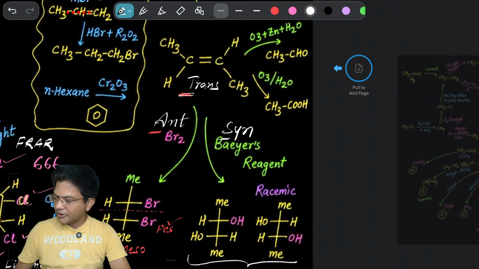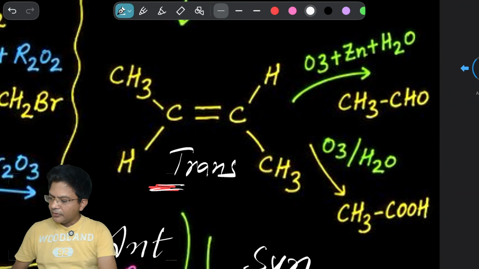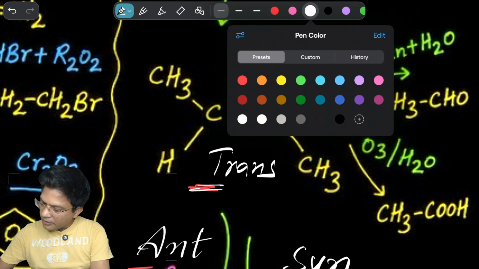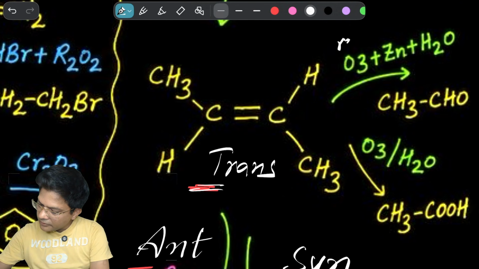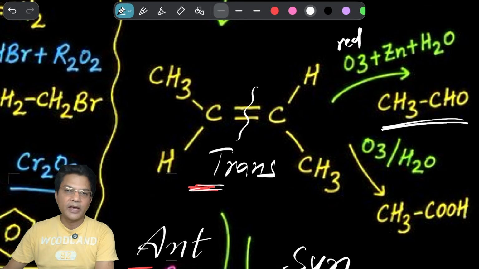Only one reaction is left. If you see, ozonolysis. The first one is your reductive ozonolysis. So break the bond from here. You will get 2 moles of acetaldehyde. We have got 2 moles of acetaldehyde.